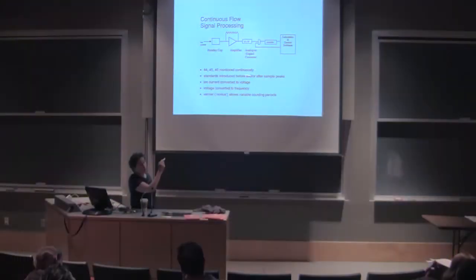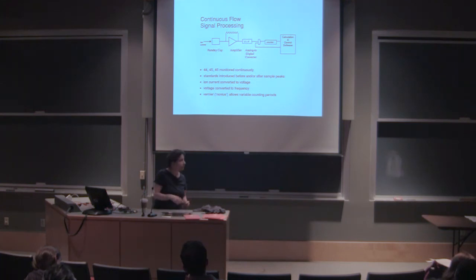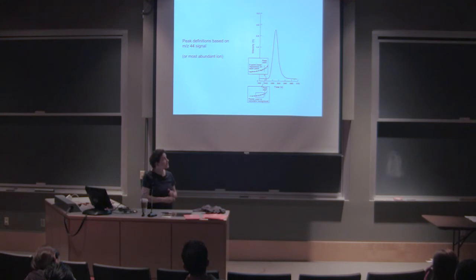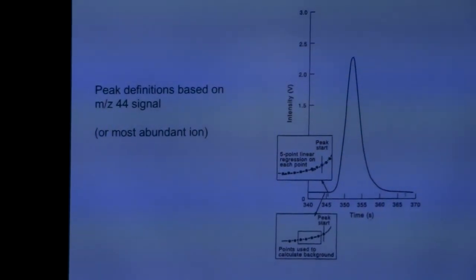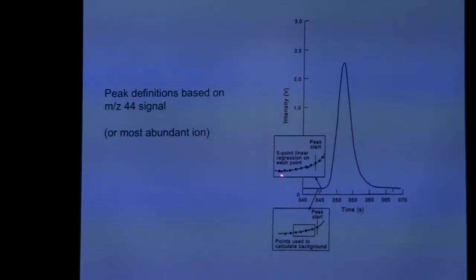And then, as I mentioned at the onset, we introduce our standards before and after our sample peaks, not interspersed with them. So that's one of the other big changes. So this illustrates some of the calculations that have to go on with the peaks as they come in. So remember, they're now little points in time because of that voltage to frequency conversion, and we have digitization of the signal.